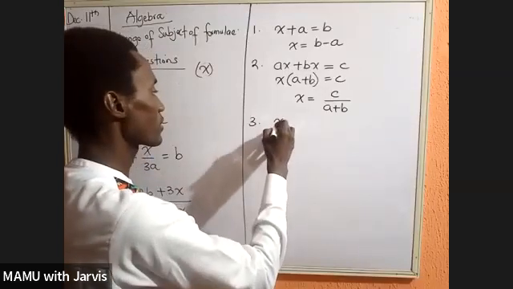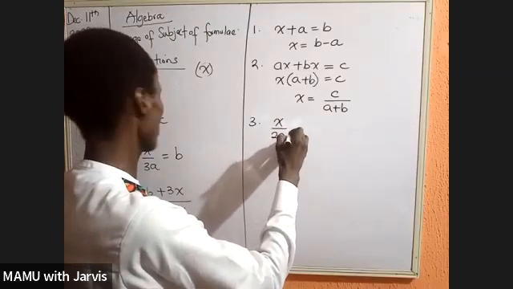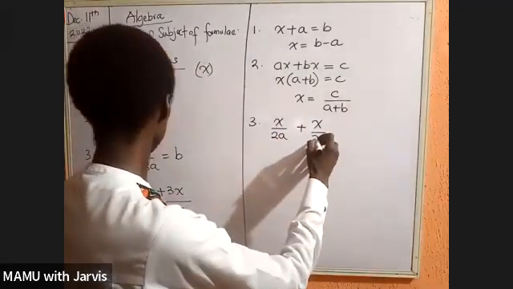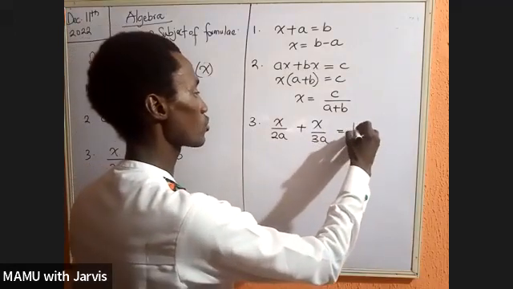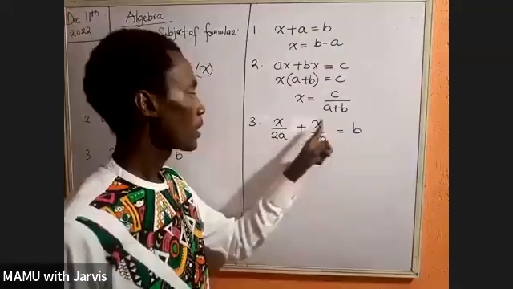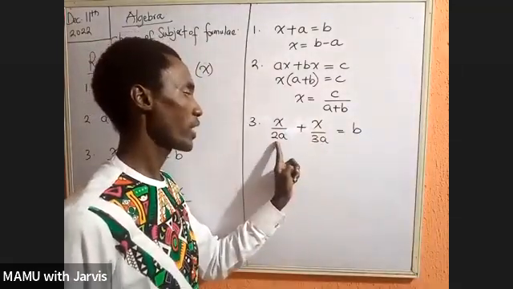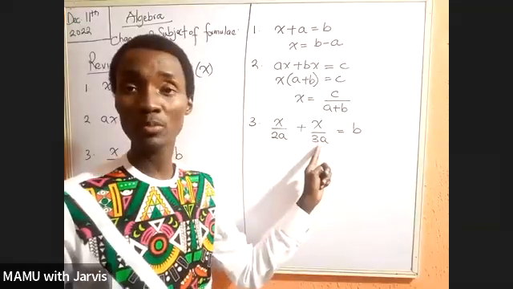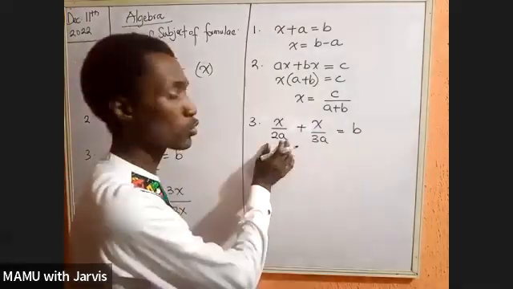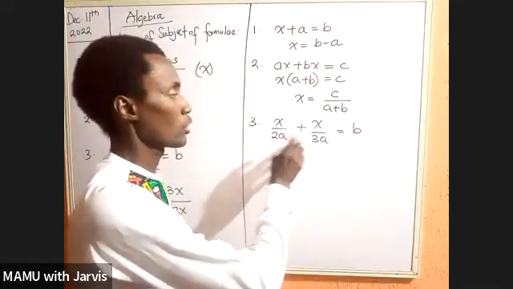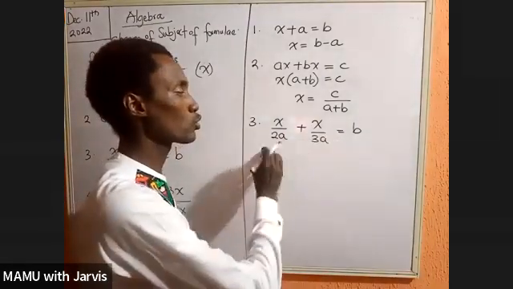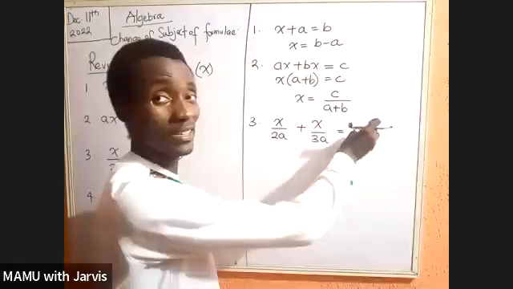We have x over 2a plus x over 3a equal to b over 3a. I have x here, I have x here. Look at the denominators. I have 2a, I have 3a here. So I need to apply my concept of LCM. To eliminate 2a, I need to multiply by 3a. To eliminate 3a, I need to multiply by 2a. So whatever I'm going to do to this, I must multiply the equivalent LCM here.